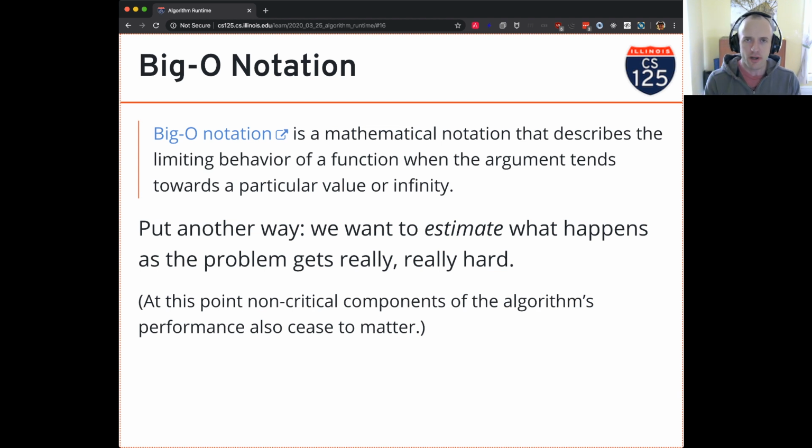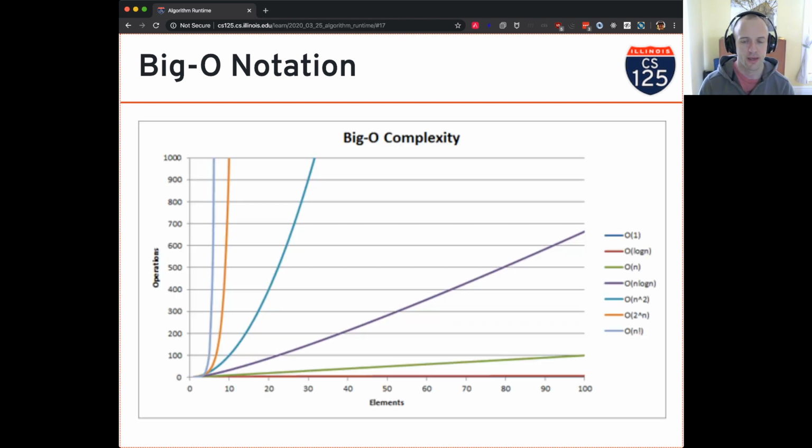The way that we put an algorithm into one of these categories is we think about what happens when its inputs get really big, okay? So there are two components of big O analysis. One of them is determining what category the algorithm is in. The other is figuring out what feature constitutes the algorithm's performance. So we'll talk about both.